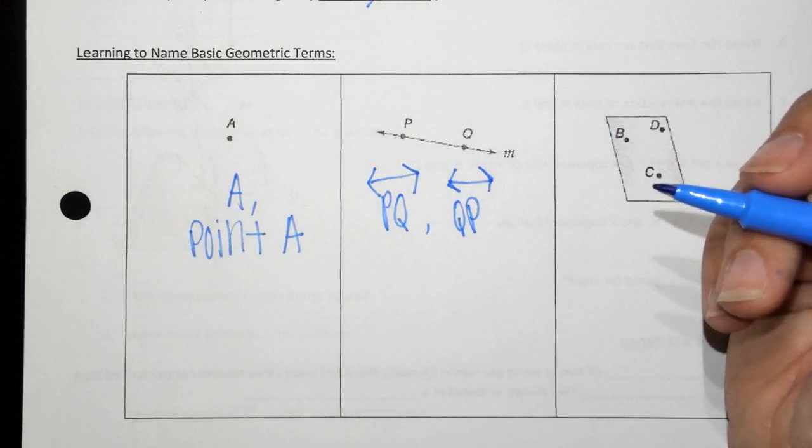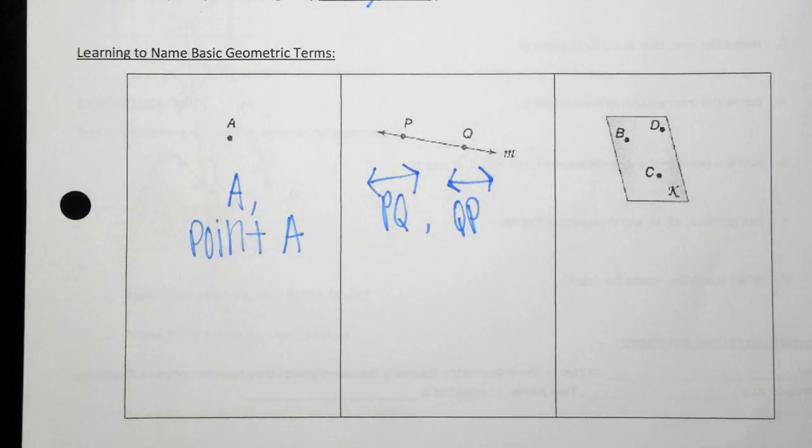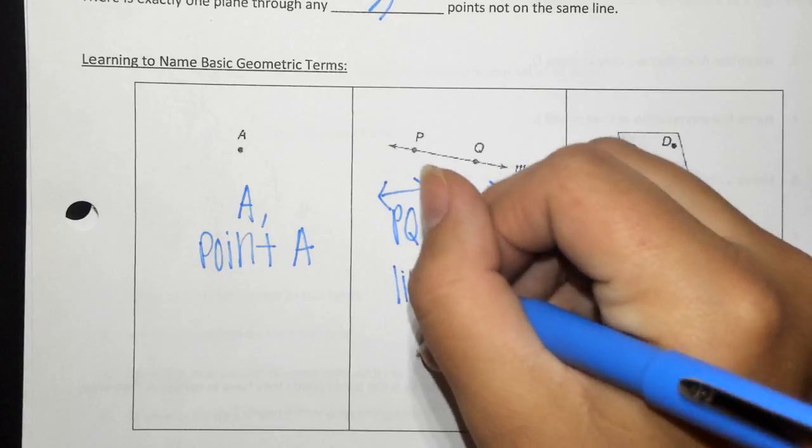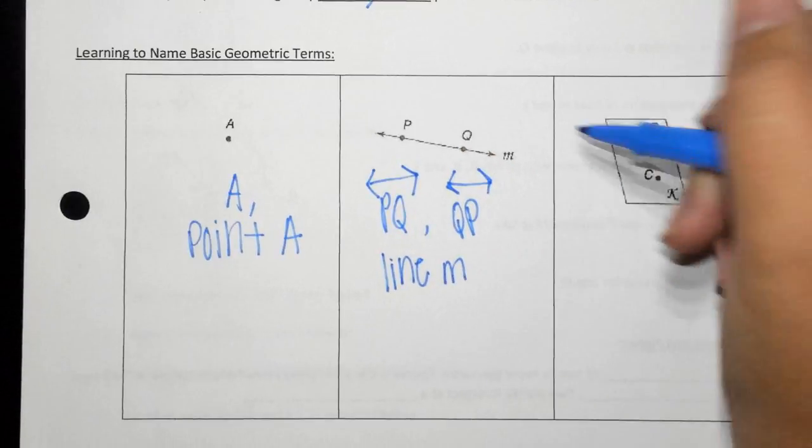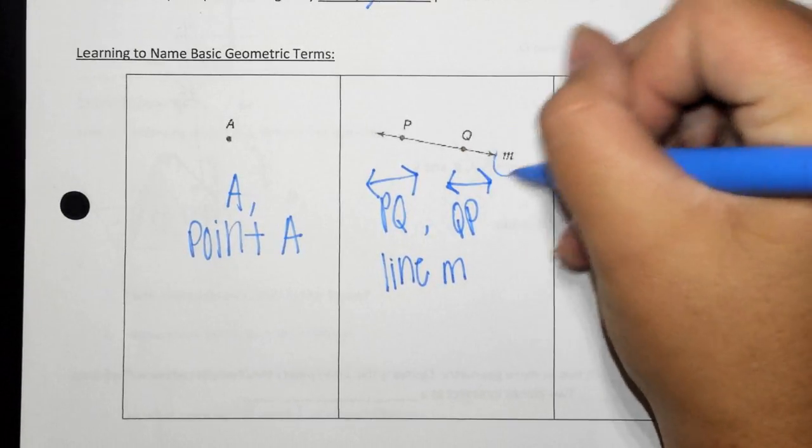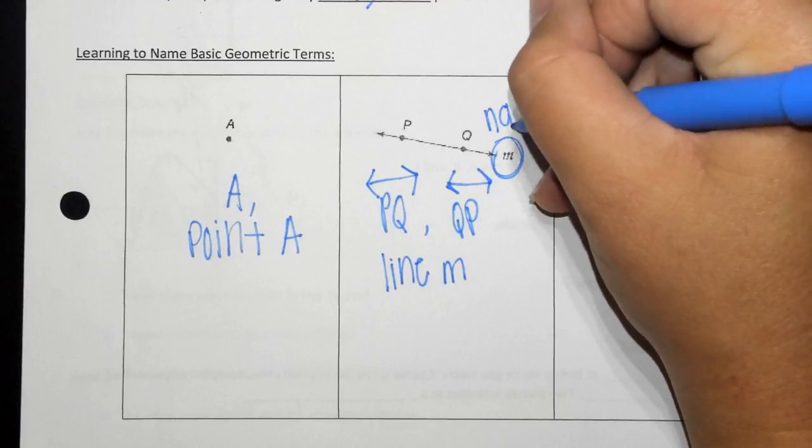Raise your hand if you know the third one. Grace? Did I get your name right? Okay, very good. Line M. You notice how M doesn't have a point? It's a lowercase letter. That's just the name of the line.